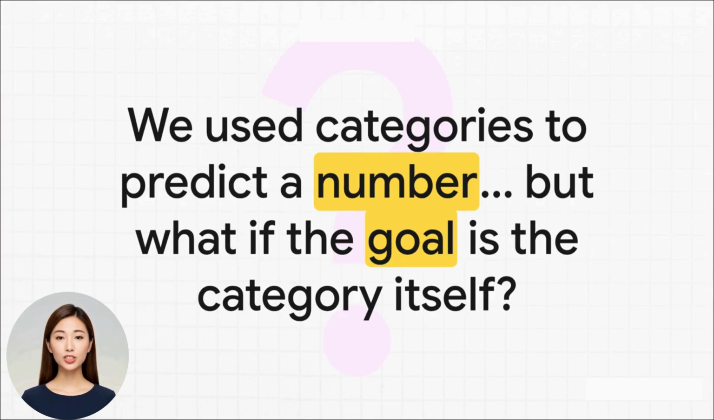So think about what we've accomplished. We've successfully used categorical data to help us predict a number, the price. But this opens up a really fascinating new question. What if your goal is to predict the category itself? Like, what if you wanted to predict whether a pumpkin is a pie type or a fairy tale based on its other features? Now, that is a whole different type of problem, and it's exactly where we're heading next.